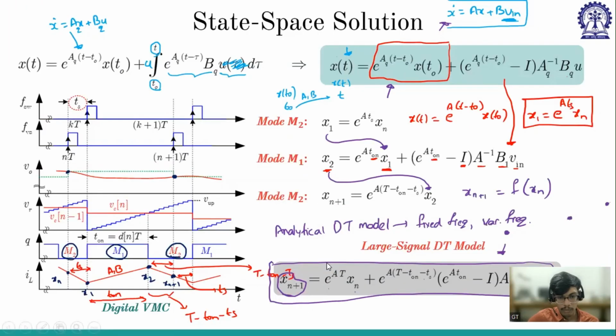One important point: e to the power AT is the exponential of a matrix, right? It is not e to the power a. e to the power a is just a constant. e to the power AT is the exponential of a matrix. So the normal exponential is exp.